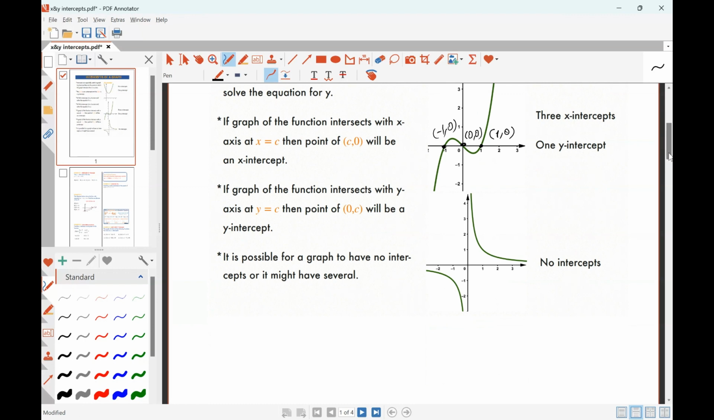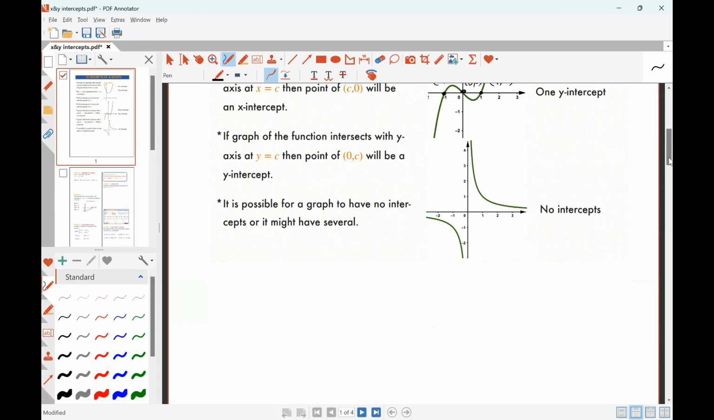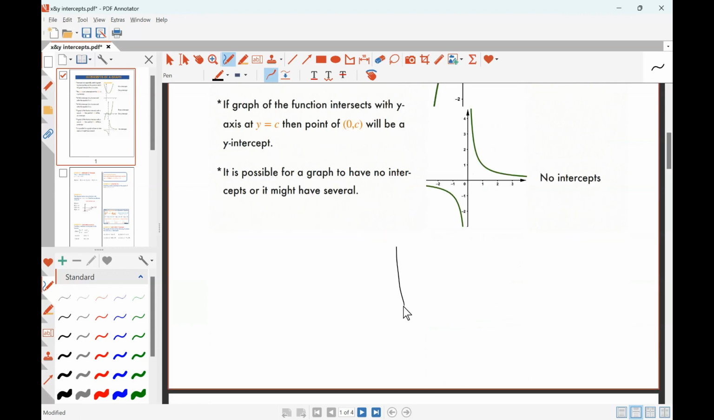There are also graphs that have infinitely many x-intercepts. For example, this graph, you may remember this. This is a sine function. The cosine function is also similar. The function extends in both directions and goes to infinity, so we have infinitely many x-intercepts. So we have these situations for intercepts.